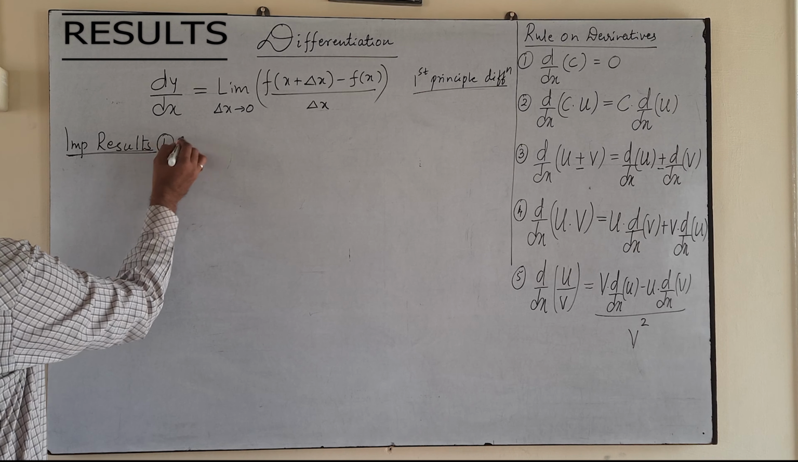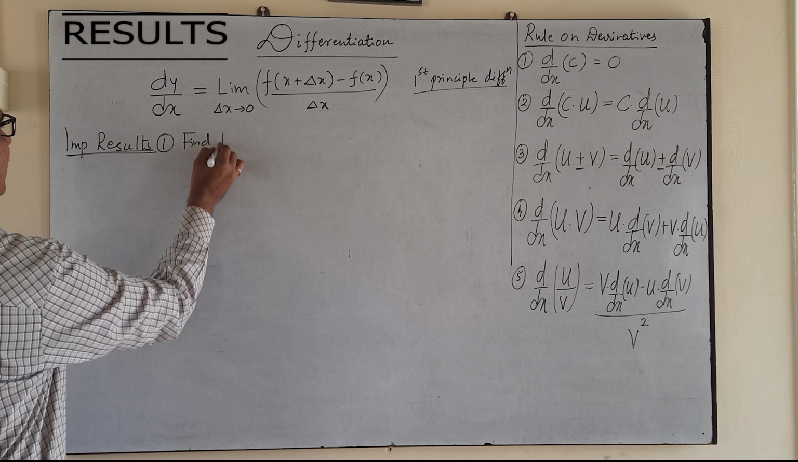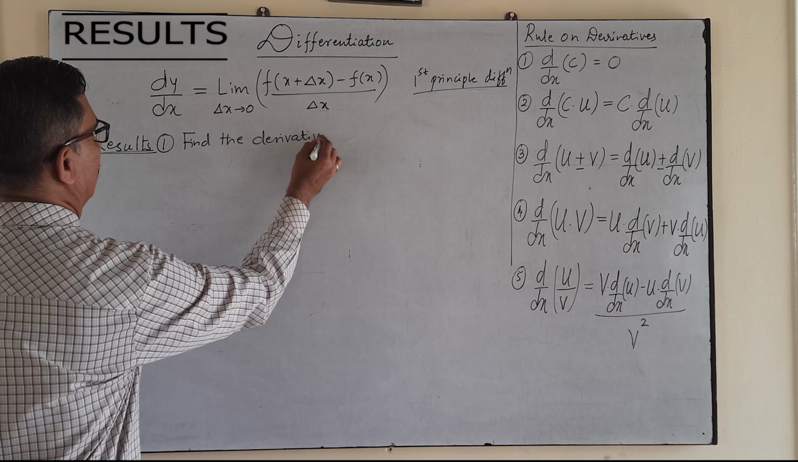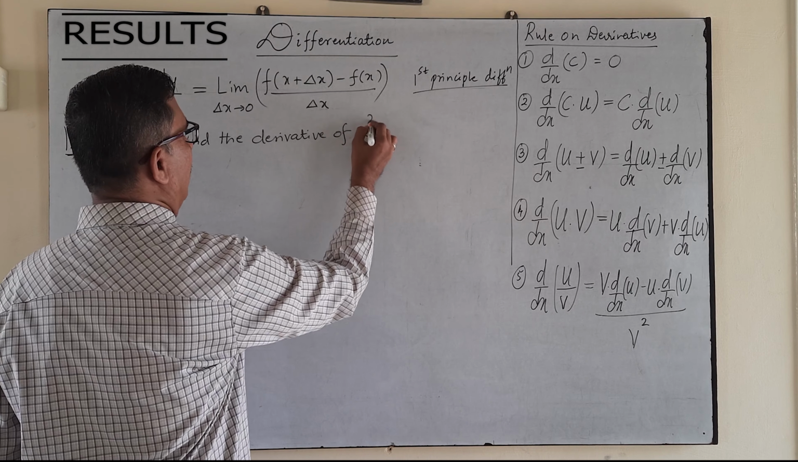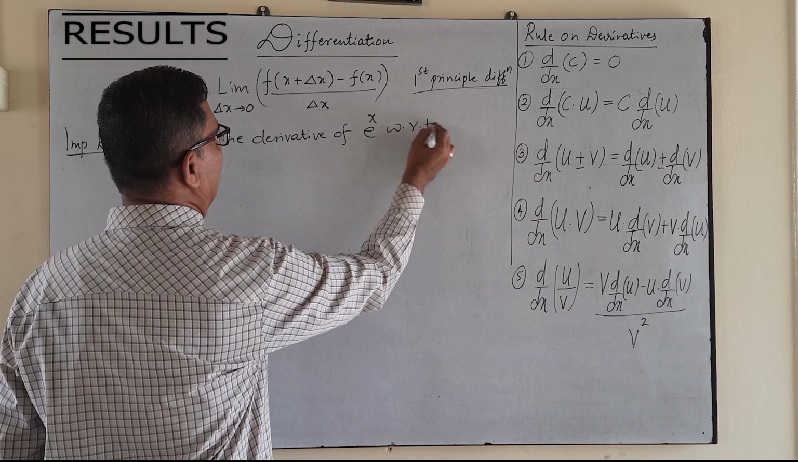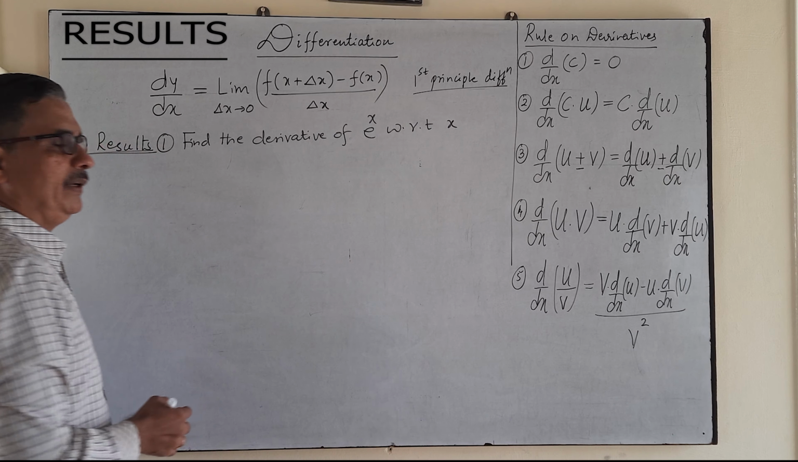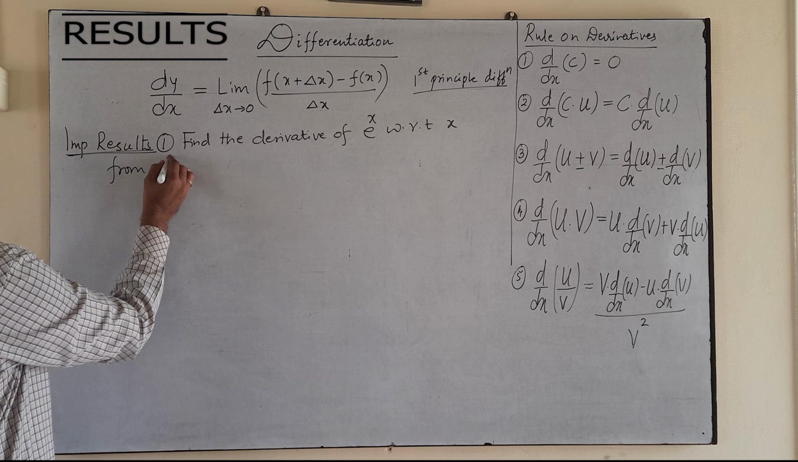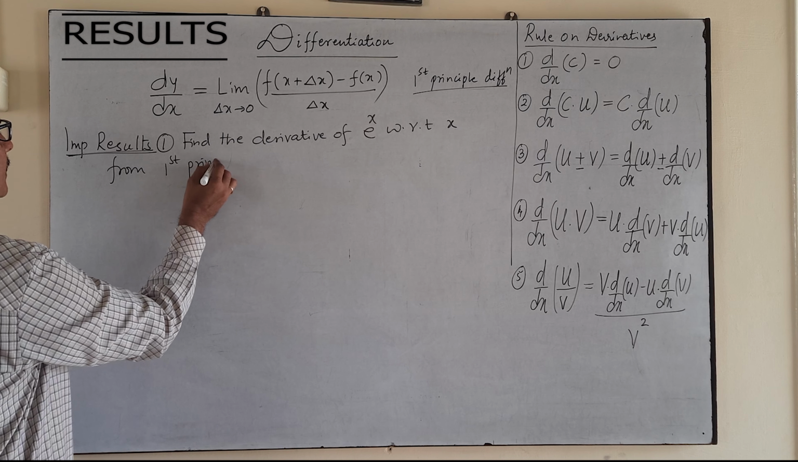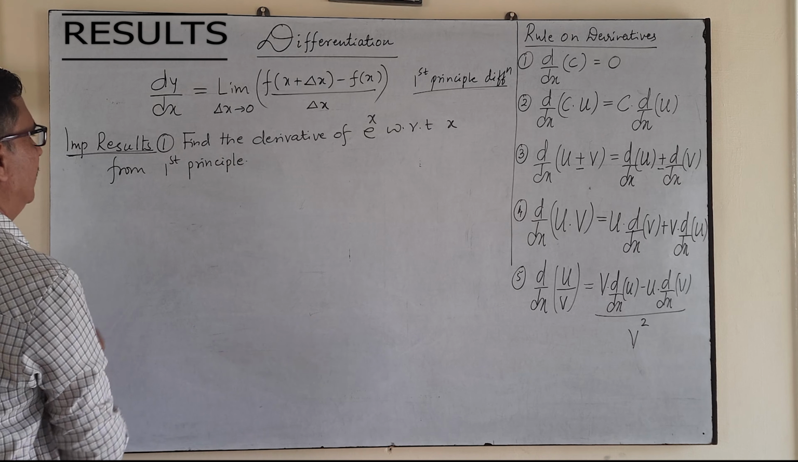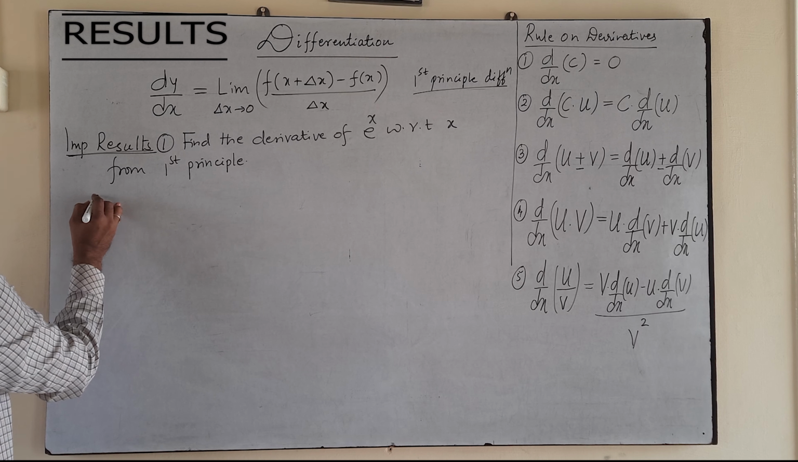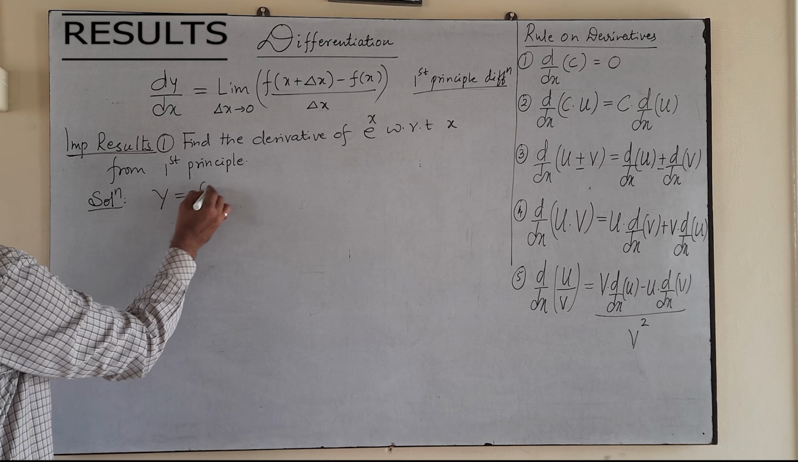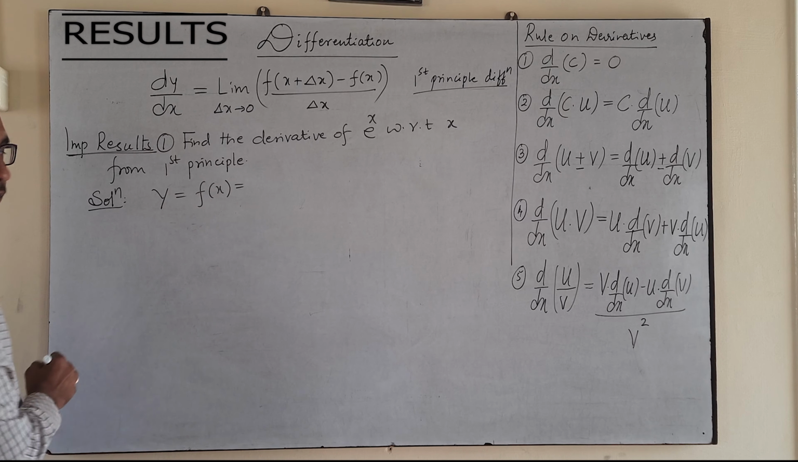So the first result is: find the derivative of e power x with respect to x. Short form WRT means with respect to x, from the first principle method; find out its value. How to solve? We studied it earlier, the same concept here also. Given data: let y be a function of x, that is f of x.